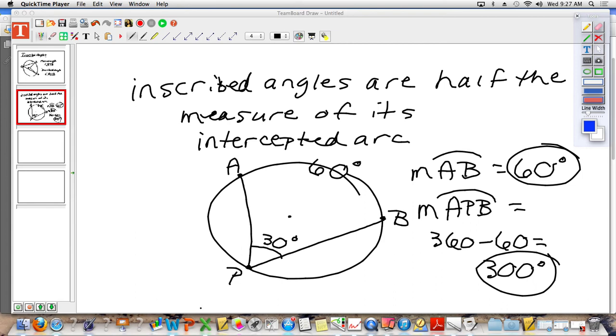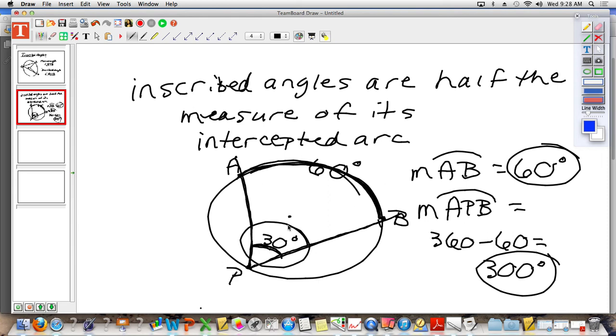Because the relationship that exists between this arc right here, the 60 degrees, and this angle right here is that the inscribed angle is half of its intercepted arc. And when I say intercepted, I just mean if I extend the sides of this out to the circle, the arc that I create is twice that angle. Or the angle is half the arc. So this inscribed angle right here is always the smaller of the two.